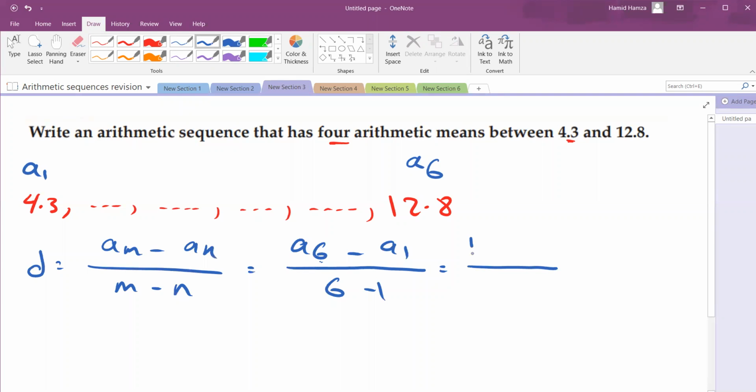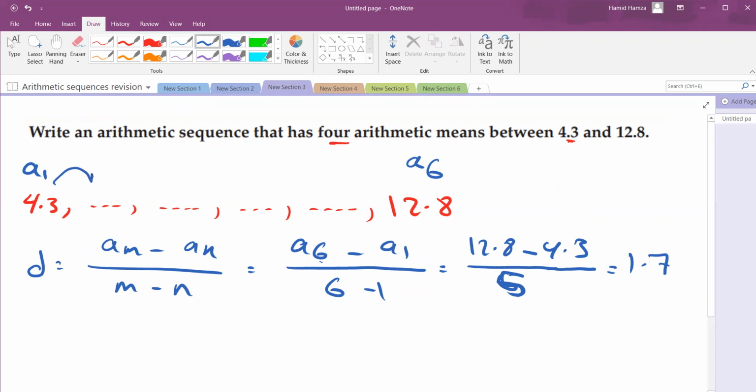A6 is 12.8 minus 4.3 over 6 minus 1, which is 5. Do you have a calculator, guys? Rahman, Tawfiq? 1.6, 1.7. 1.7. If you know D, guys, it's very easy.